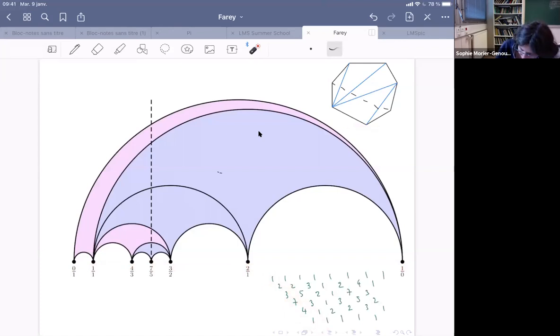I'm sorry because I feel that I am over time, so I don't want to say too much. I just wanted to point out that in the same picture I have the continued fractions, the frieze and the triangulation at once.